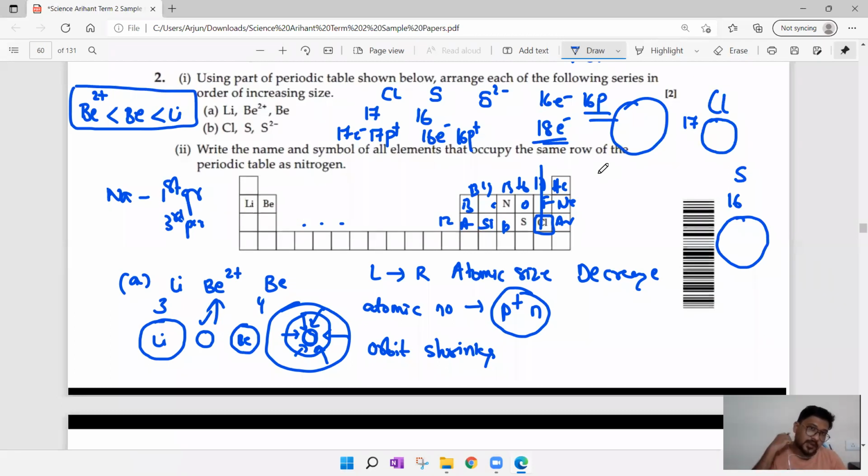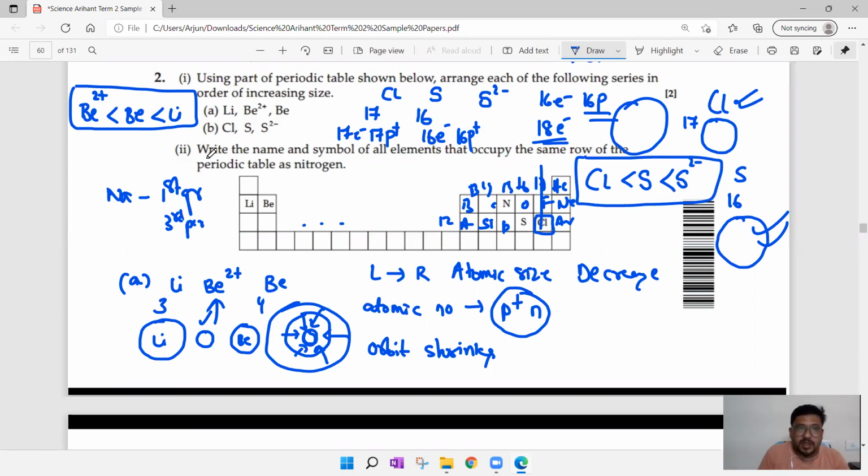Now what we have to represent? We have to write the increasing order. Now which one is small? Chlorine is small. So chlorine is smaller than sulfur, which is smaller than sulfur ion, which is 2-. Like that you have to write the answer. So this is the answer for that.